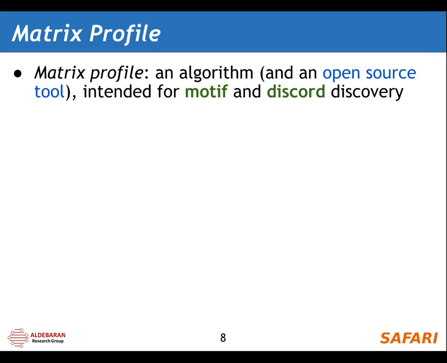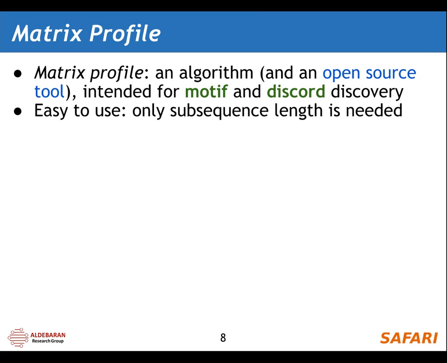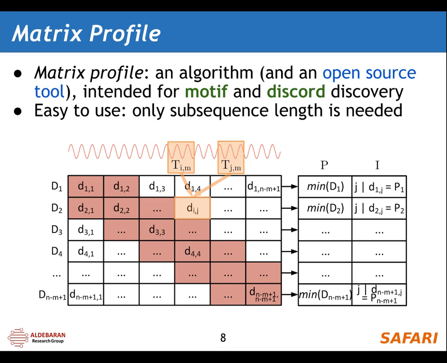Matrix Profile is an algorithm and an open source tool intended for Motif and Discord discovery. It is very easy to use, only the subsequence length is needed, and it is exact and an anytime algorithm. Here you can see how the algorithm works from a high-level perspective.